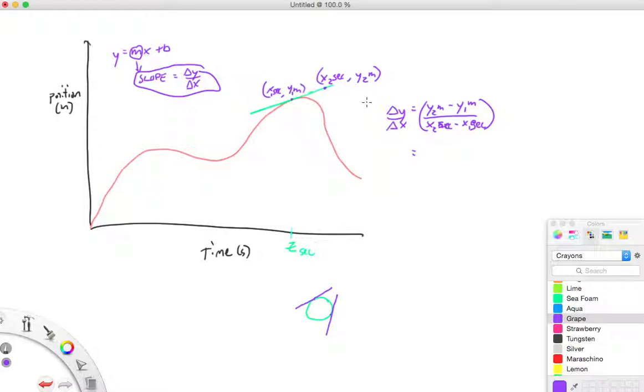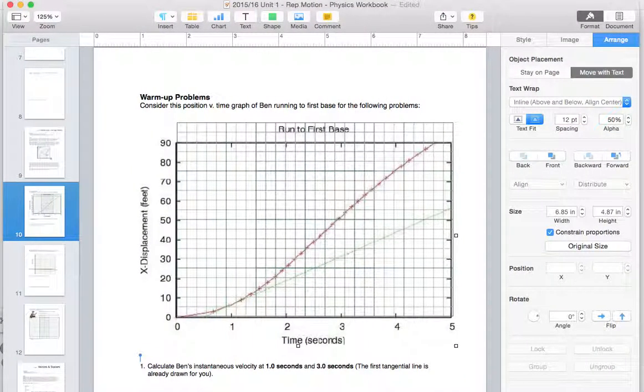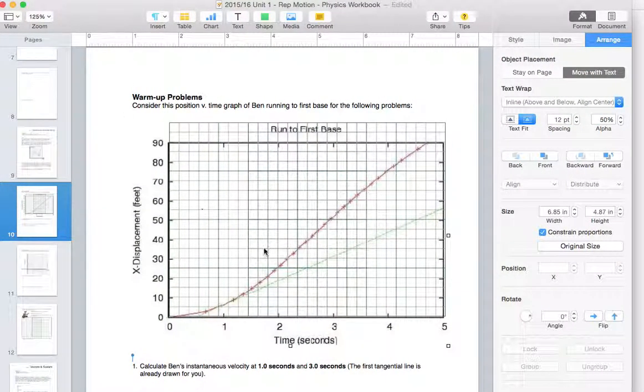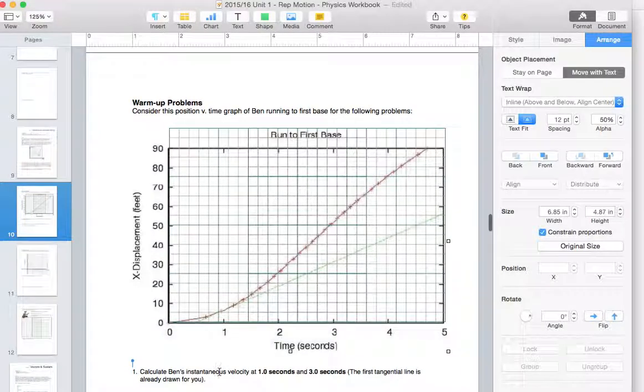Or if it's not meters, it's going to be like centimeters or some kind of description of position. Okay, so let's use a real life warm-up problem right here. It says, consider the position versus time graph of Ben running to first base for the following problems. I'm just going to do the first problem with you.